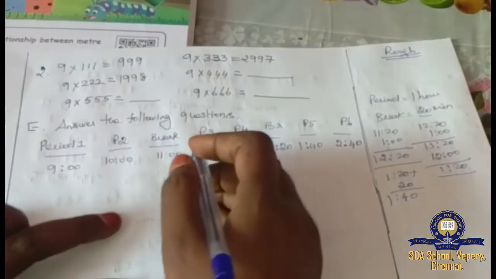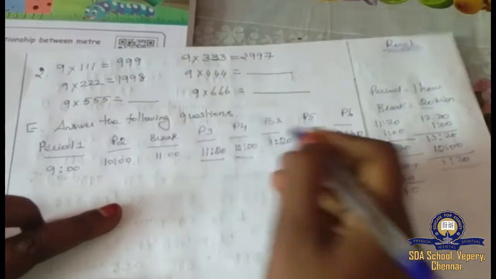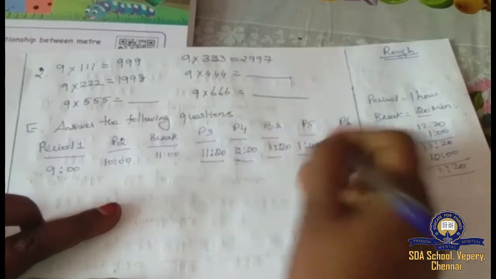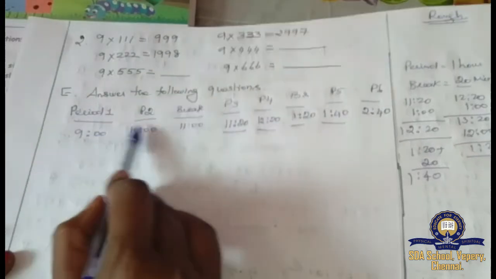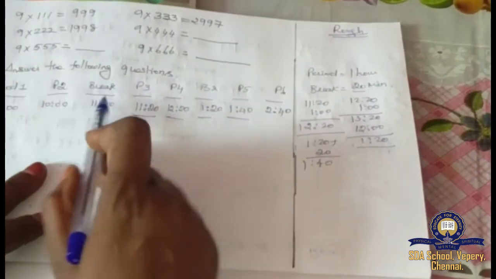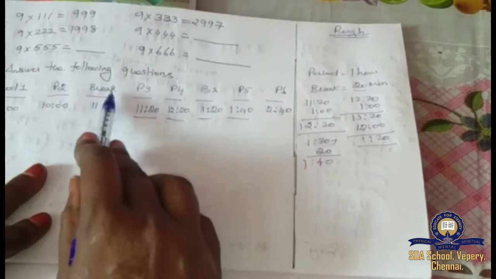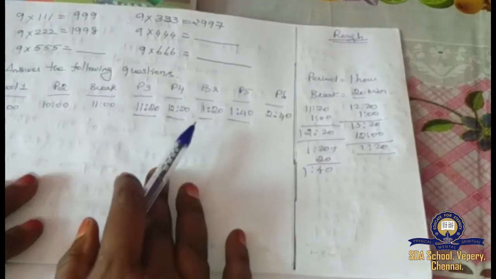Okay, you have to find out these three: period 3, period 4, break, period 5. The time gap between one period and another period is 1 hour. You have to add 1 hour for each period. For a break it will take only 20 minutes. Add 20 minutes in the break time; for a period add 1 hour. Okay, so next one is the second problem.